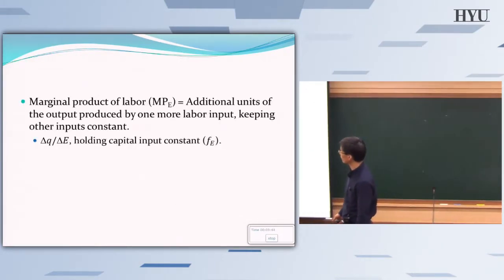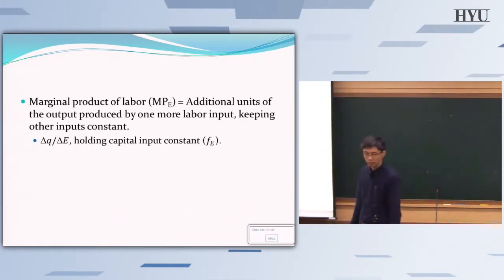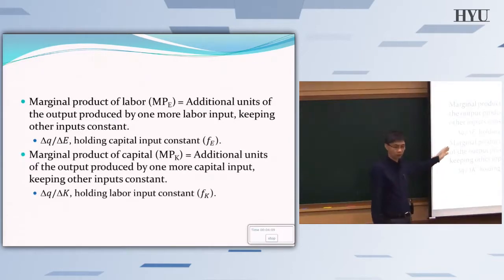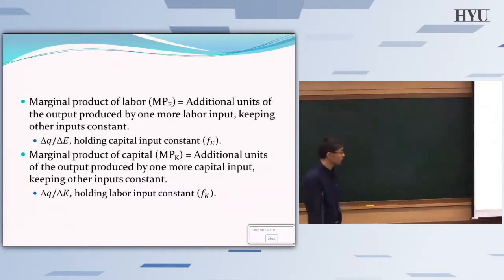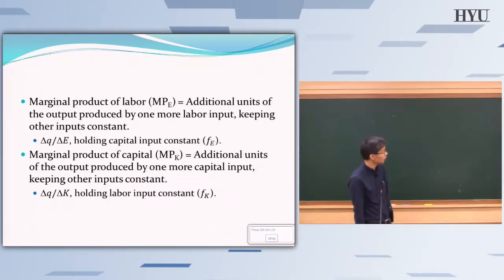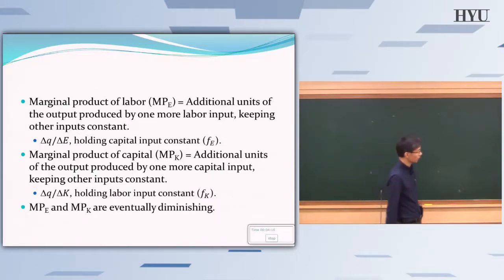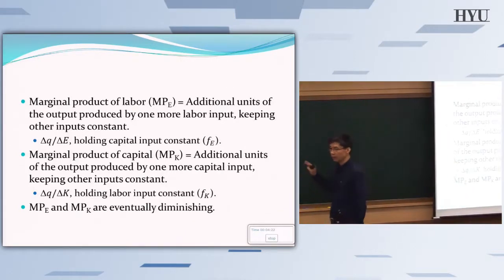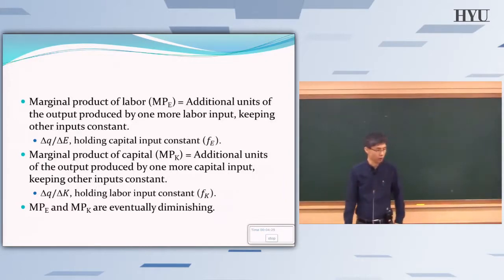From the production function, we can define the marginal product of labor. It is the additional units of output produced by one more labor input, keeping capital input constant. That is the very basic concept of marginal product of labor, and we can define marginal product of capital in the same way. This is the basic concept from production theory. Obviously we assume MPE and MPK are diminishing. At first it may be increasing, but it should be diminishing, for the most part.